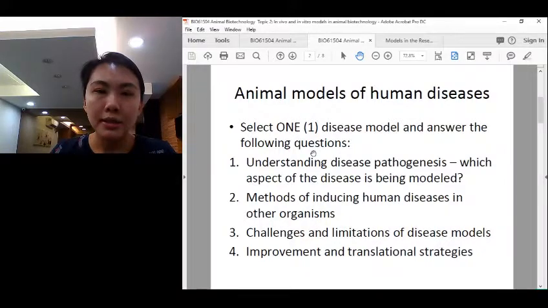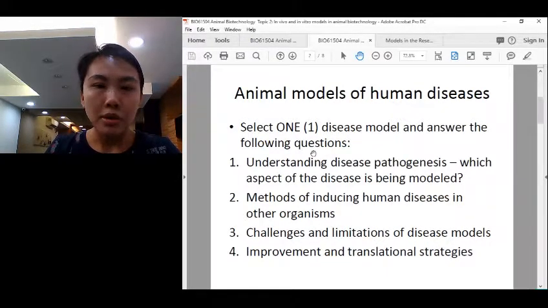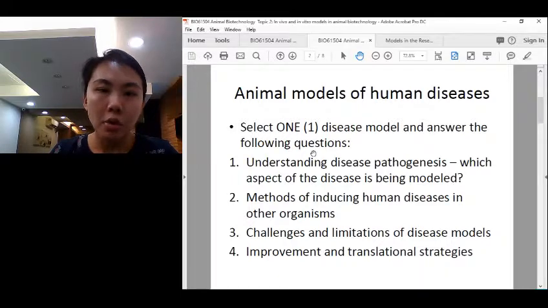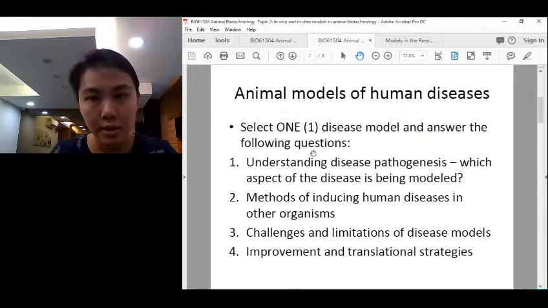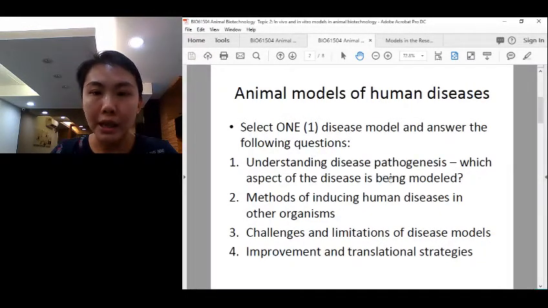So for this activity, we will need to answer four core questions. For each model, you will need to answer these four questions. The first question is how the model can be used to understand the disease pathogenesis. For example, if you are looking at an in vitro model, the in vitro model is used to model which aspect of the disease?